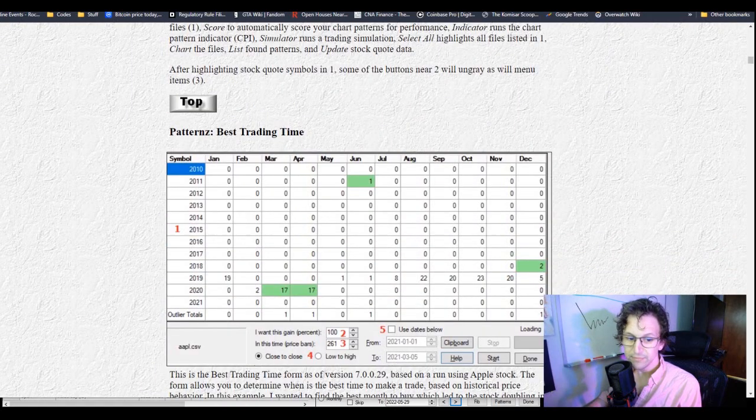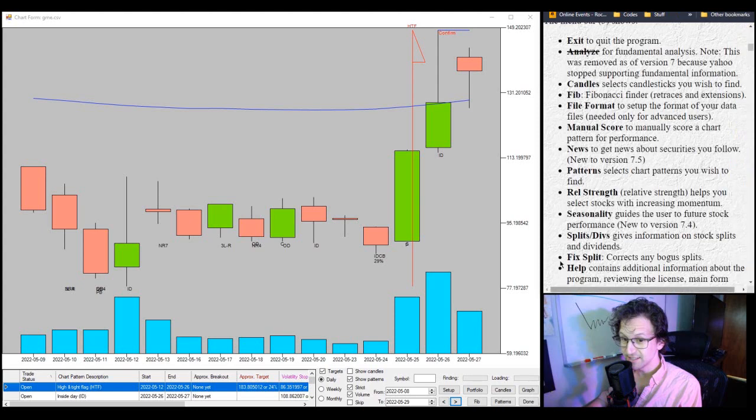So my experience has been that Patternz doesn't identify all the patterns, and sometimes it identifies some weird stuff that never happens. So you've got to interpret the results here. This is just a software program. I'm now going to pull up SPY to see if I can get a good candlestick read on that.